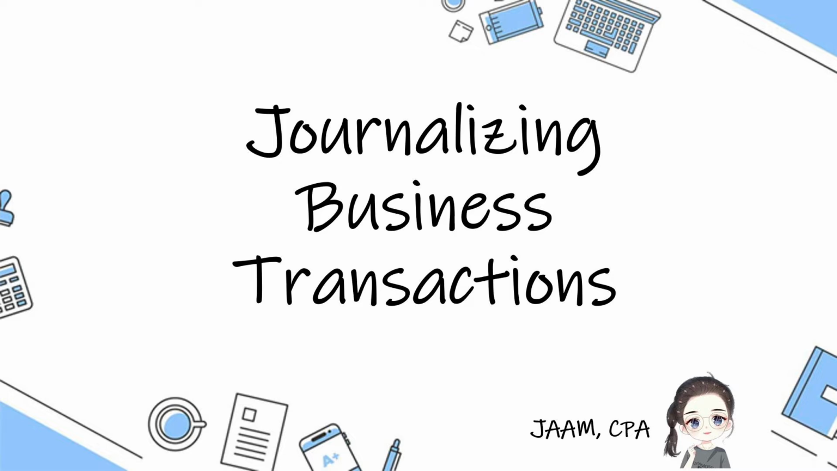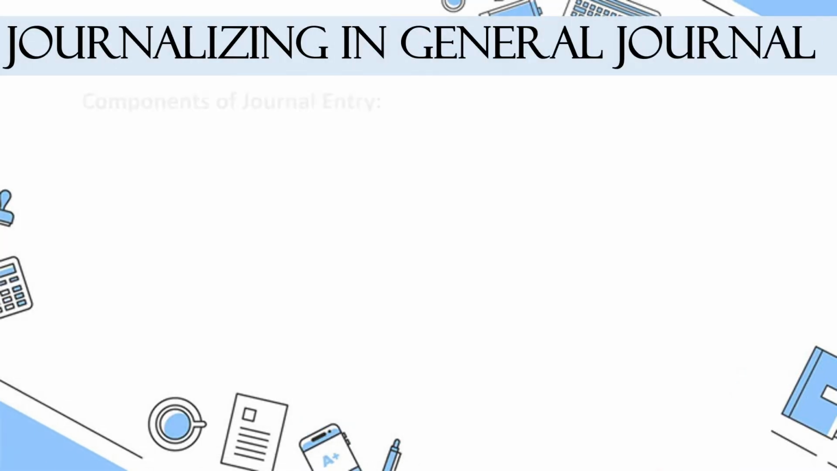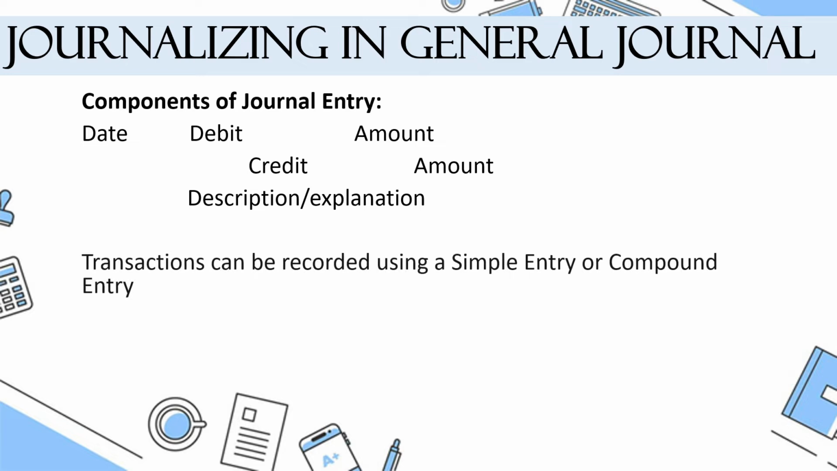But before we go to that, let's first review our previous topic, starting with the components of a journal entry. We have the transaction date, the debit account, the debit amount, the credit account, the corresponding credit amount, and the description. Please also be mindful of the indentation. The credit account and credit amount should be indented, meaning they should not line up with the debit accounts or debit amounts; there should be a space before them.